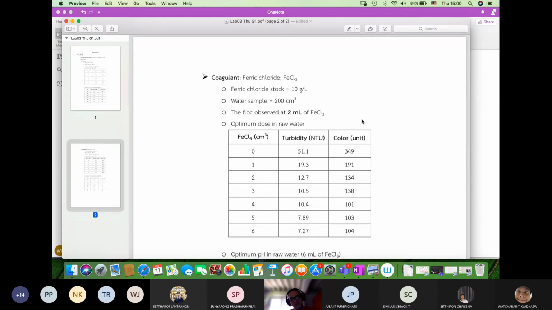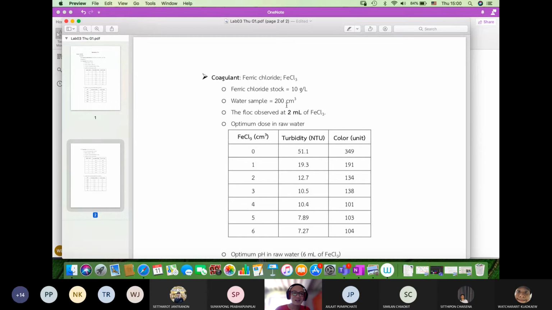In terms of the optimum pH, it looks the same according to this raw data. But what about the references? Normally, what is the typical range of the optimum pH for alums and ferric chloride? So you just compare with the information obtained from the literature survey.